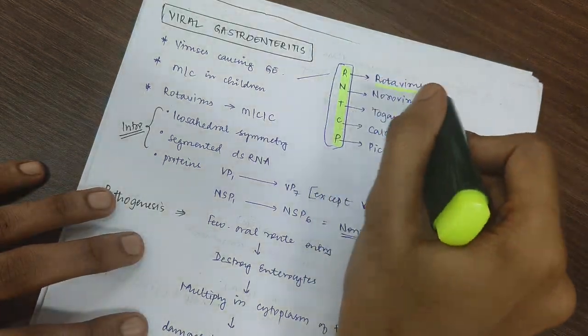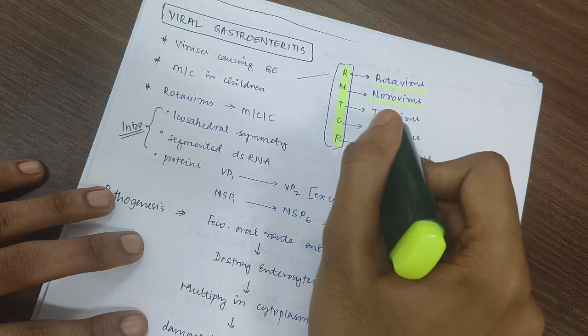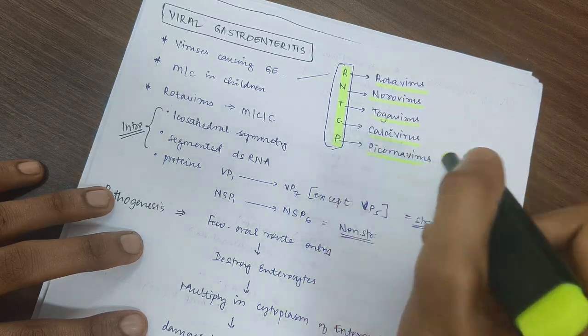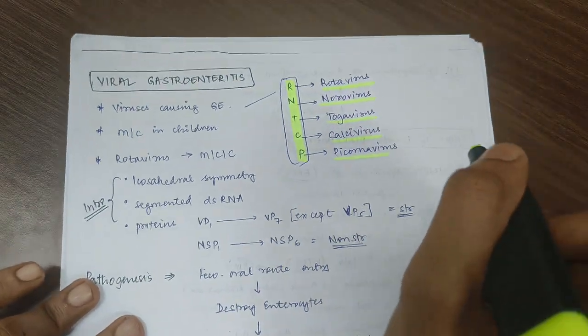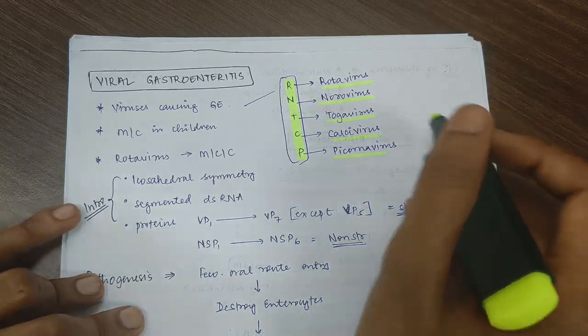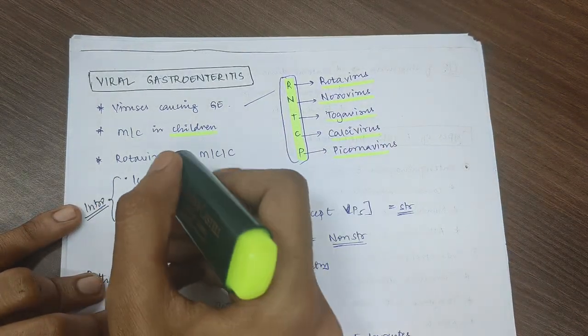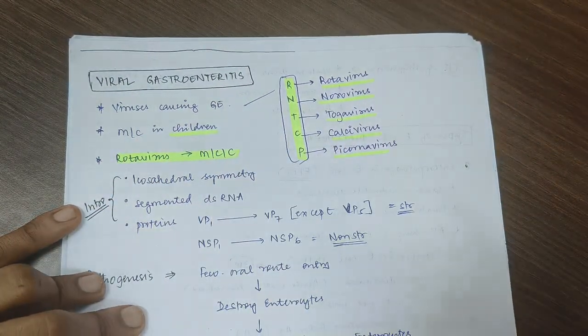R is for rotavirus, N is for norovirus, T is for togavirus, C is for calcivirus, P is for picornavirus. These are the viruses causing gastroenteritis, most commonly seen in children, and the most common cause of all is rotavirus.